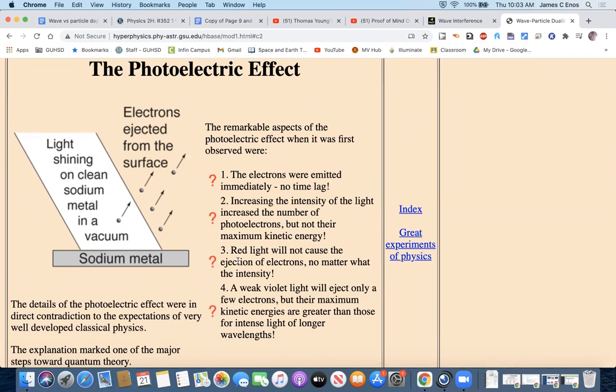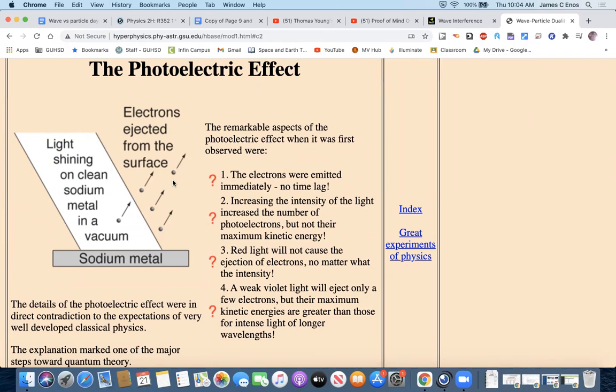Different frequencies will not necessarily make all electrons move. Only specific frequencies actually work. And these frequencies are different energies. So only certain energies of light will make the electron come out.